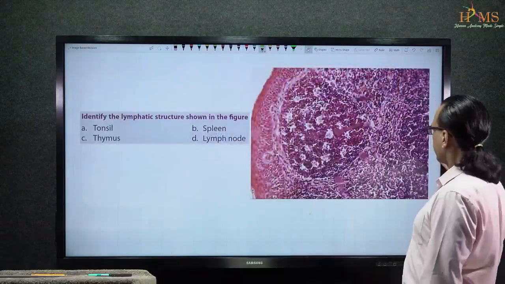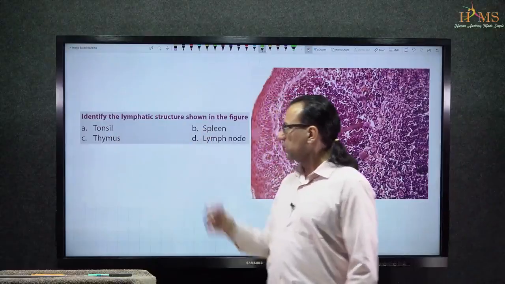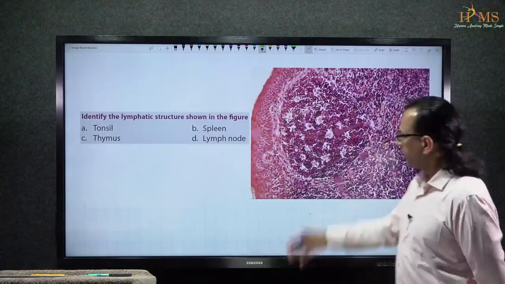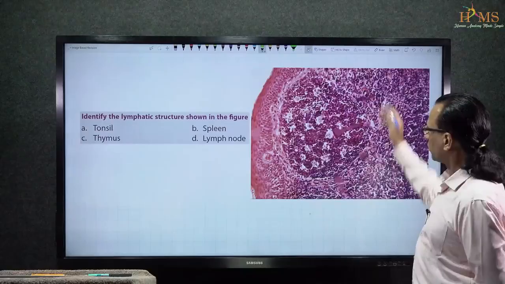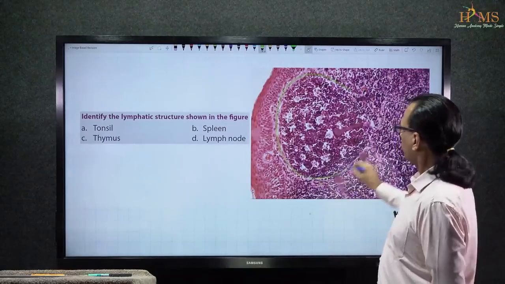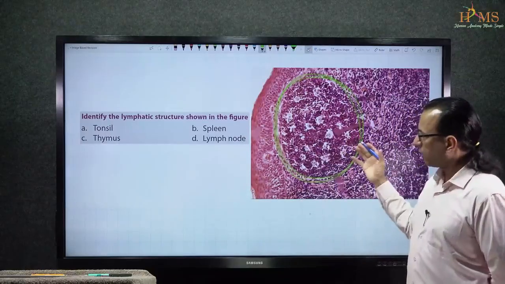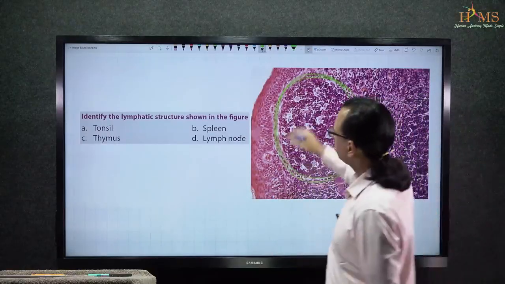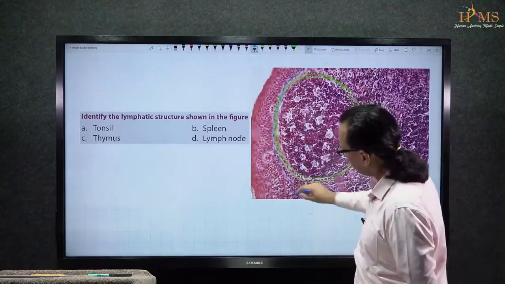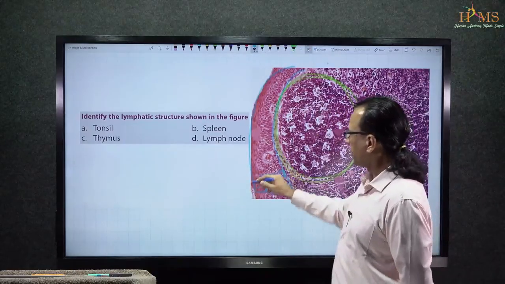The present question is giving us some lymphoid tissue and asking whether it is tonsil or spleen, thymus or lymph node. Now here, as you can see, a lot of blue dots are there. They are all lymphocytes, actually making a lymphoid follicle also. This is the lymphoid follicle, collection of the lymphocytes, and one typical feature which you find here is the presence of epithelium, which is stratified squamous epithelium.